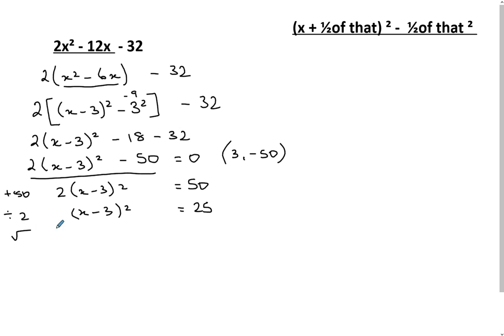Square root both sides. So you've got x minus 3 equals plus or minus the square root of 25, which is plus or minus 5. Okay, add your 3, x equals 3 plus or minus 5, so therefore x equals 3 plus 5, which is 8, or x equals 3 minus 5, which is minus 2.